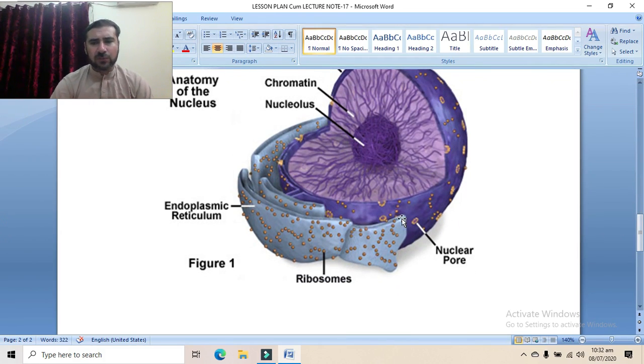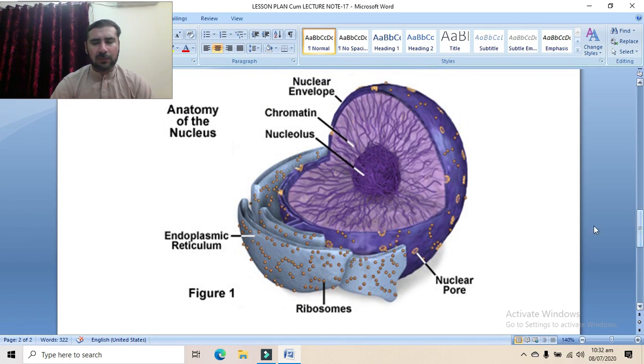These are small pores which are found in the nuclear envelope, through which exchange of material takes place between the inside, the nucleoplasm, and the outside, the cytoplasm, because this nucleus is basically inside a large cell. So exchange of material takes place through the nuclear pores. Now these are endoplasmic reticulum which are surrounding this nucleus, and this is rough endoplasmic reticulum, so the ribosomes are found on its surface. So this is all about today's lecture.